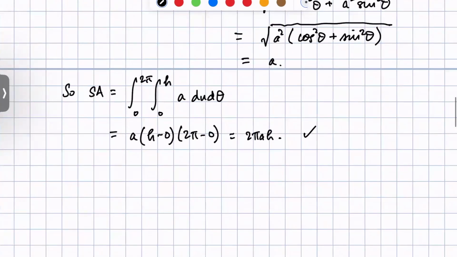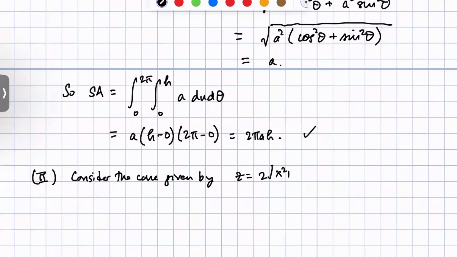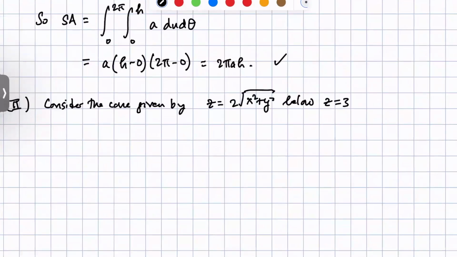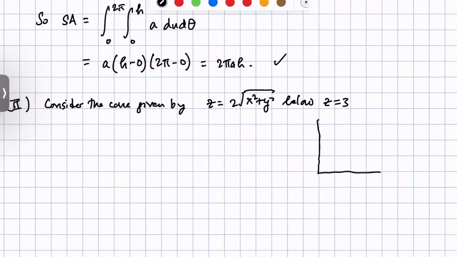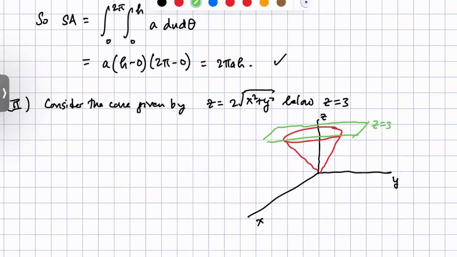All right, so now let's consider a second example. Let's consider the cone given by z equals 2 times the square root of x squared plus y squared, below the plane z equals 3. So geometrically, what's going on here is that I have the xyz plane, and I have a cone given by this formula right here. Now this cone goes on forever, except that we have decided to chop it off at z equals 3. Now notice that they intersect in a circle right here.